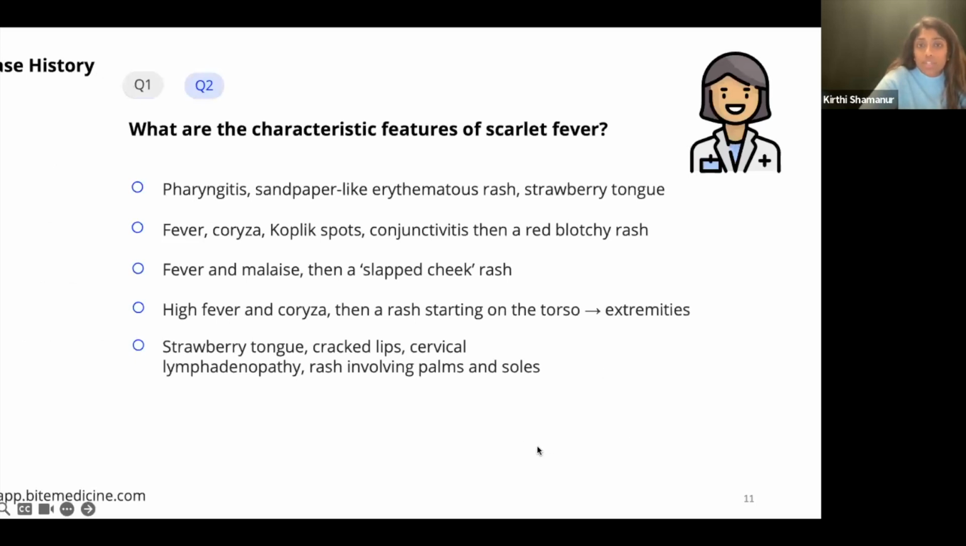So going into our next question, what are the characteristic features of scarlet fever? A: pharyngitis, the sandpaper-like erythematous rash and the strawberry tongue. B: fever, coryza, Koplik spots, conjunctivitis, then a red blotchy rash. C: fever and malaise with a slapped cheek rash. D: the rash starting on the torso to the extremities with the high fever and coryza. E: strawberry tongue, cracked lips, cervical lymphadenopathy, and a rash on your palms and soles. I'll give you 10 seconds and you guys can just check. You can just say A, B, C, D, or E, rather than write the whole thing out. Which are the characteristic features of scarlet fever?